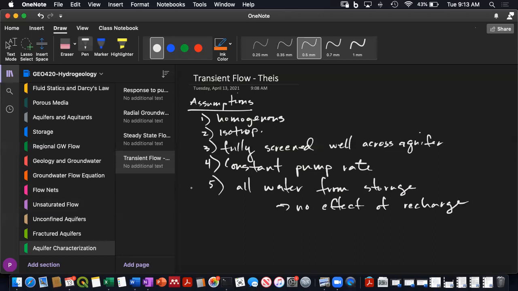This turns out is not a horrible assumption. If things are happening fast, it's fine. All right. And things are. We pump over the course of a few hours. We're not getting a lot of recharge over those few hours. Almost all the water's coming out of storage then.